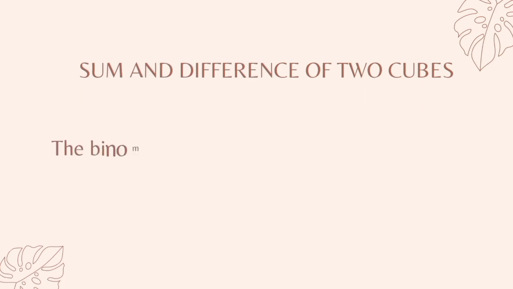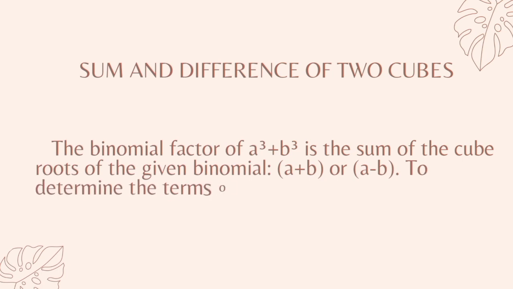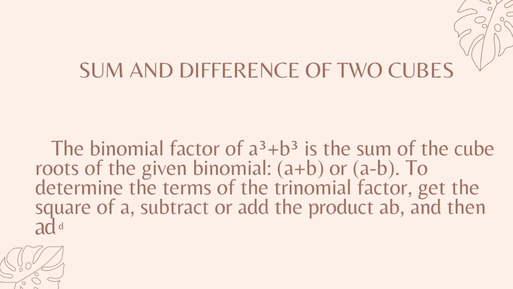So next, we'll proceed to our discussion. Our topic is about the sum and difference of two cubes. The binomial factor of a cubed plus b cubed is the sum of the cube roots of the given binomial, the quantity a plus b or the quantity a minus b. To determine the terms of the trinomial factor, get the square of a, subtract or add the product ab, and then add the square of b.